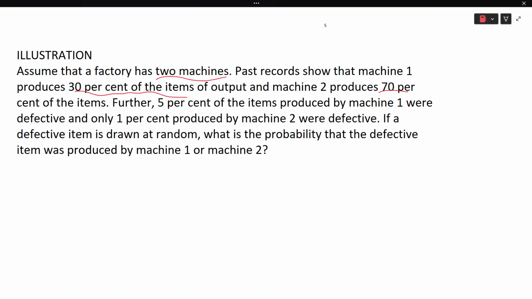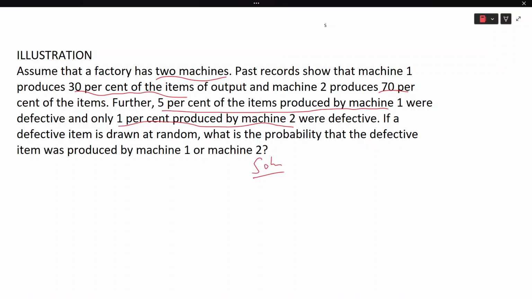Further, 5% of items produced by machine 1 were defective, and only 1% produced by machine 2 were defective. If a defective item is drawn at random, what is the probability that the defective item was produced by machine 1 or machine 2? You have to find the probability that the defective item was from machine 1 or machine 2.